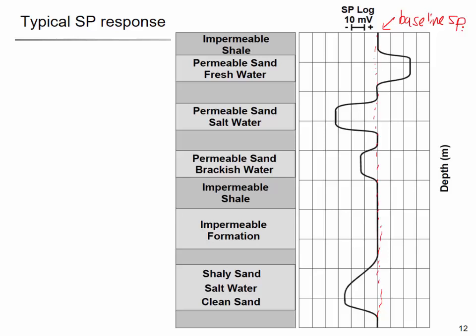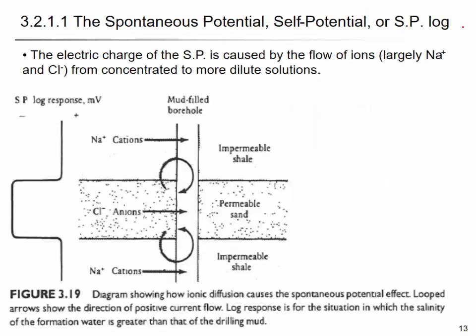Brackish water and impermeable formation are not very different from each other, shale and impermeable formation. And with salty sand, salt water and clean sand, you have a negative deflection. So this is one way of finding out the lithology and the formation. So I think just another summary. You guys can read it through.